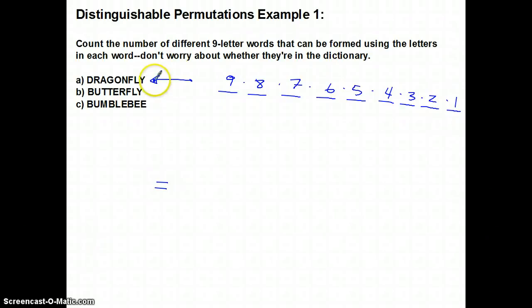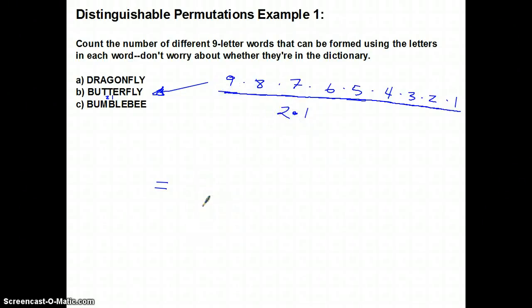Let's think about what it's going to be for butterfly here, okay? The thing about the butterfly is that we have 2 T's here. And the way that we arrange these 2 T's, if I have this first T here or this second T here, is no different than if I were to have the second T here and the first T here. So we can't double count the T's, okay? So what we need to do is divide by the number of ways in which we can arrange those 2 T's, which is represented by a 2 factorial, or 2 times 1.